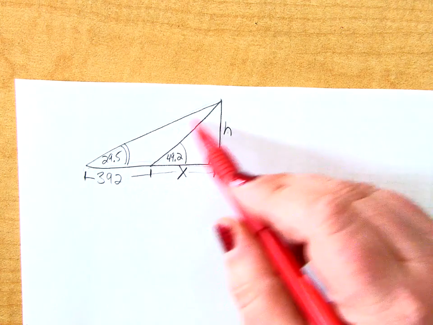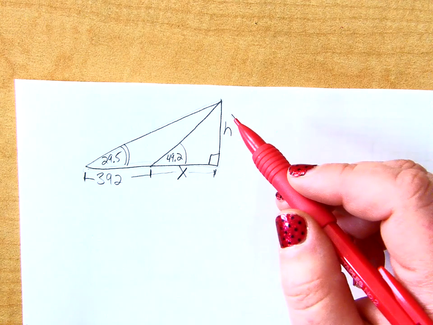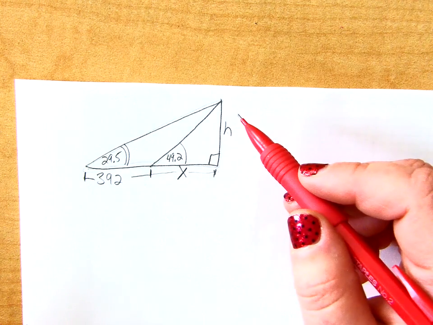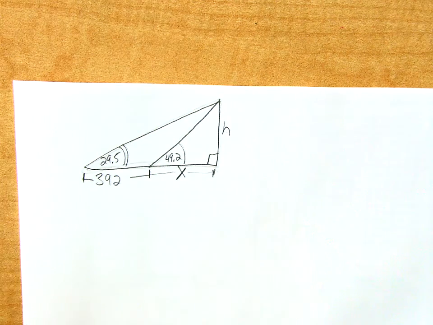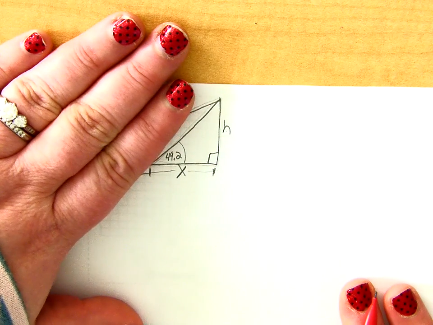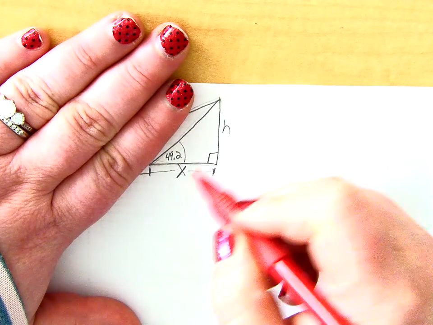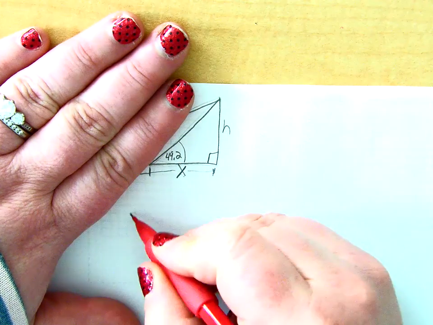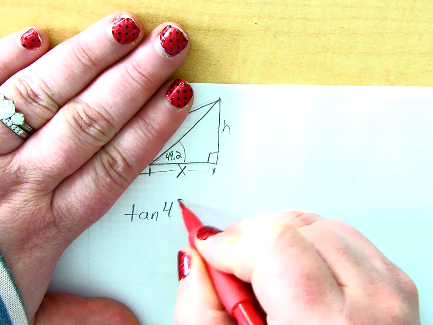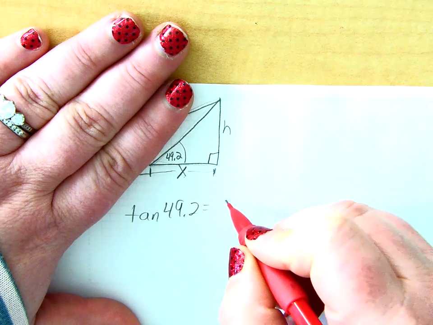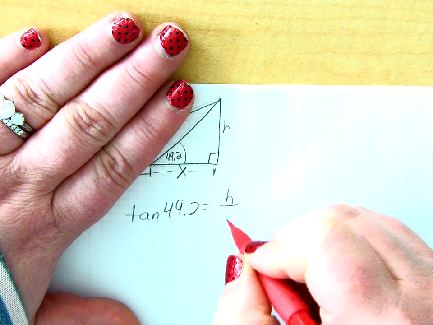So it's okay that I have 2 variables because I'm just going to use 2 equations and then I can solve for them. So we started with the little triangle. Isn't it true that the tangent of this angle would equal opposite over adjacent? So there's my first equation. Tangent 49.2 equals opposite h over adjacent x.